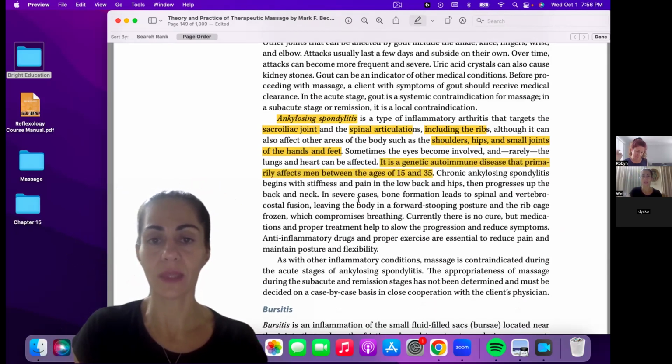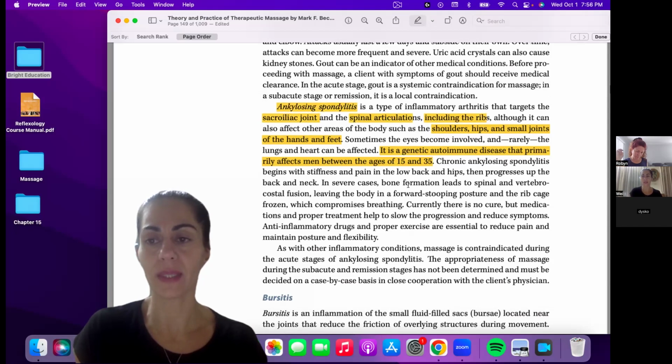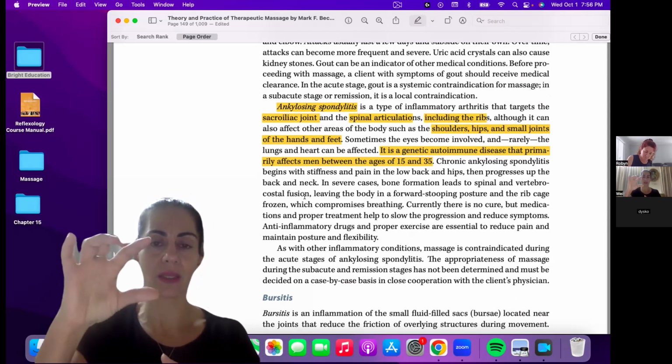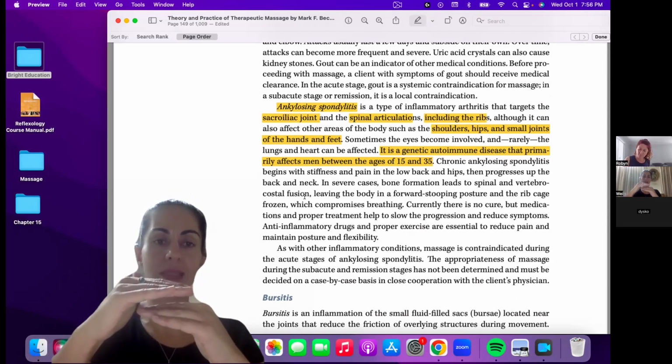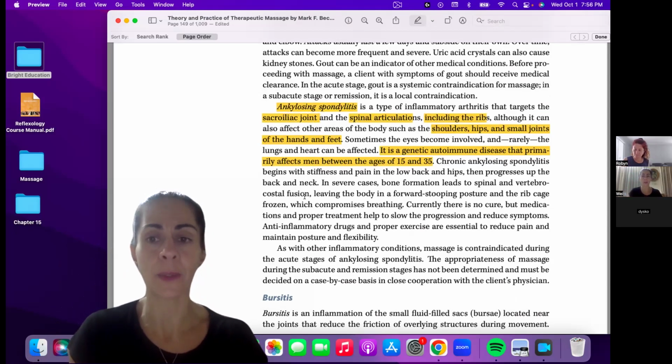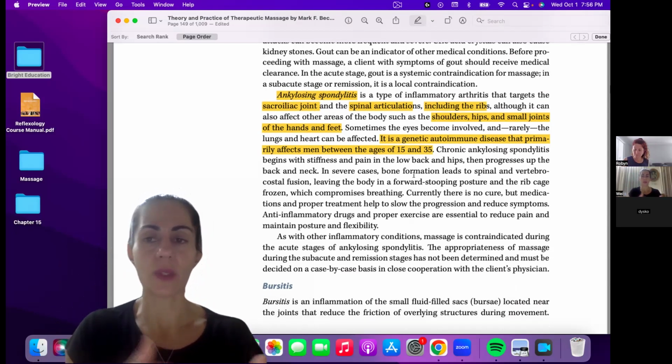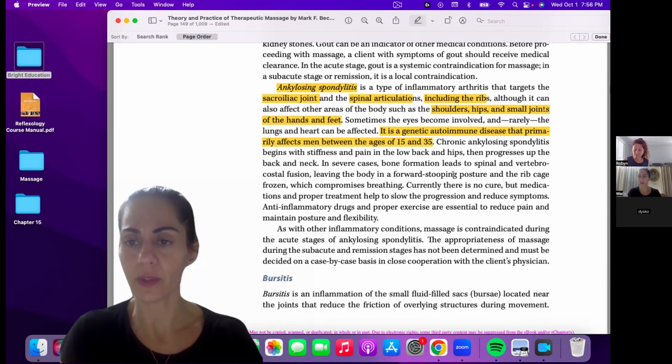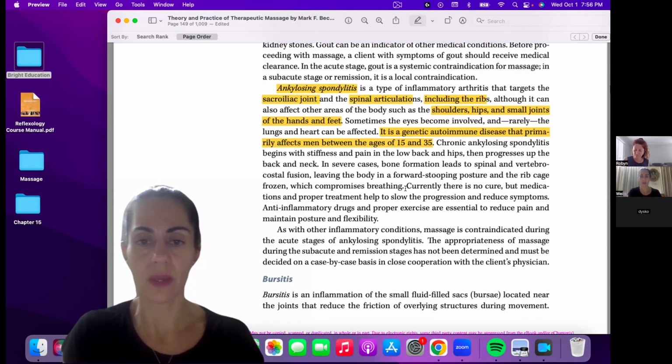Now, the chronic spondylosis begins with stiffness and pain in the lower back and hips and can spread back to the neck. In severe cases, it leads to spinal fusion. That's the problem, because it can build bone spurs and the vertebrae can kind of stick together. So you get a lot of stiffness in the back. And again, sometimes they might require surgery to open the canal or to free up some space in there.